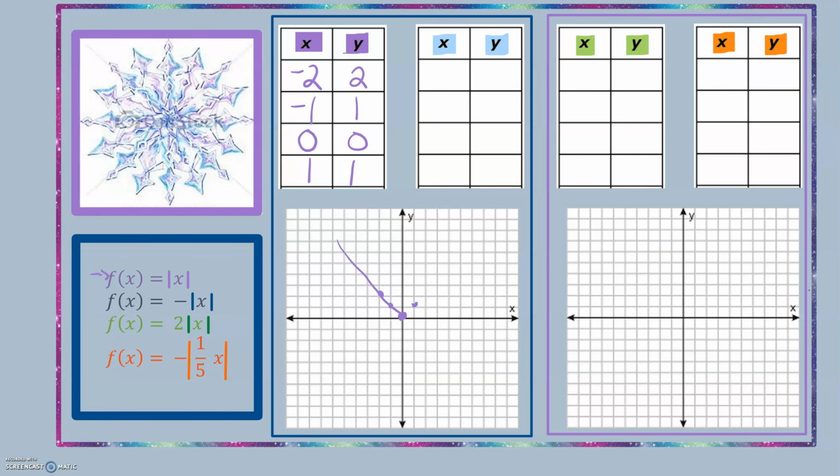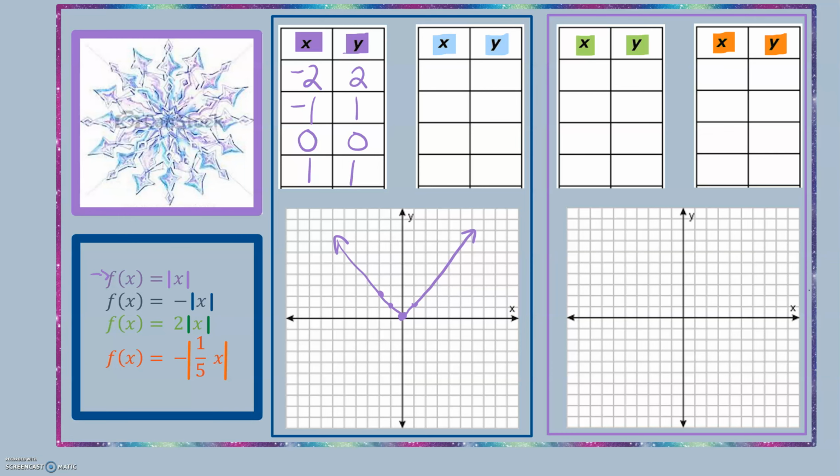It decreases from -infinity to 0, and it increases from 0 to +infinity. Our domain is -infinity to +infinity because x can be any value. Our range, we know that our y's cannot be negative because absolute value is always positive. So in this case, our range is from 0 to +infinity.